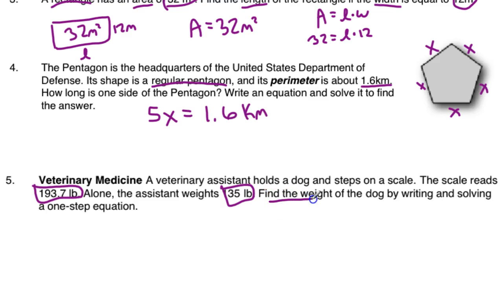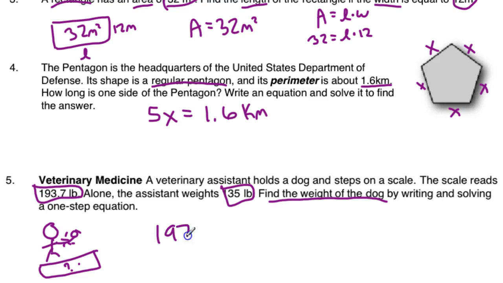So we want to find the weight of the dog. How much does this dog weigh? Well, if you've got a person, and they're holding a dog, that's the dog. They get on a scale. How much in total do they weigh? Well, it tells you 197.3 pounds. All right, LB. And that equals, well, who's standing on the scale? The veterinary assistant is, and how much does that person weigh? Right here, this was 135 pounds.